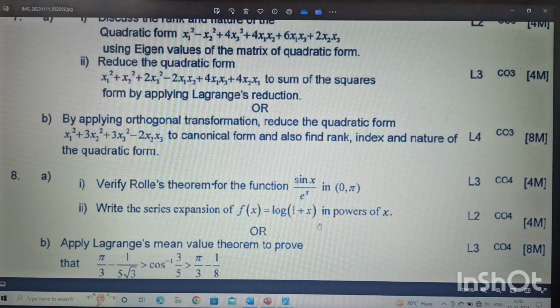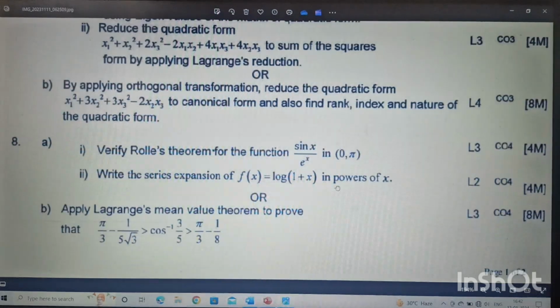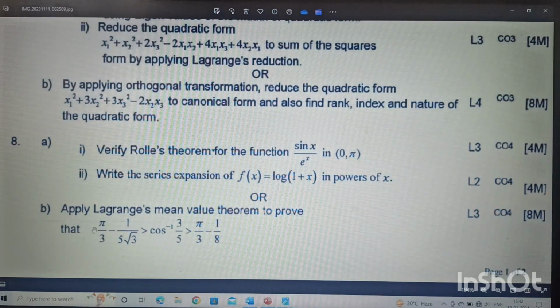Write the series expansion in powers of x, that means Maclaurin series expansion about x is equal 0 in powers of x. Okay na. So next one here, this is also important question. Apply Lagrange's mean value theorem to prove.